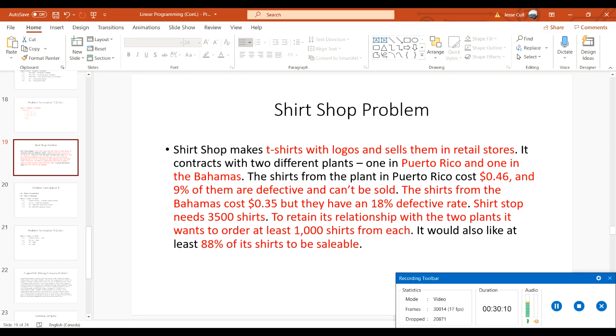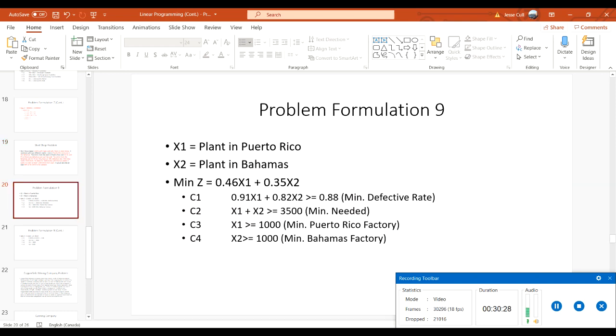The shirts from Puerto Rico cost 46 cents and 9% of them are defective and can't be sold. The shirts from the Bahamas cost 35 cents. They have an 18% defective rate. So 46 cents, 35 cents. These represent our costs. And because it's cost, we're trying to minimize. Companies don't like spending money if they don't have to. That's what we're doing here, minimizing Z this time.